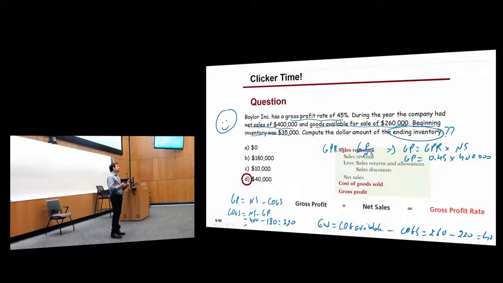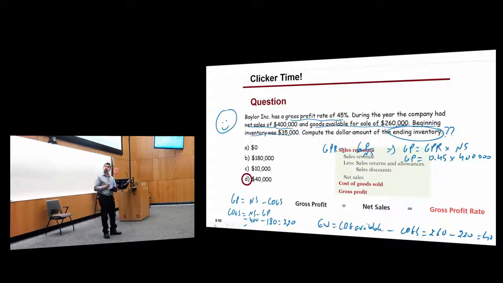If you're more comfortable with it, you could have also done it like Jason mentioned earlier. Instead of having 0.45, which is 45%, you do 100 minus 45%. That will be 0.55. You multiply that directly by net sales. That will give you what? So basically, you get 220. So that would be what? The cost of goods?